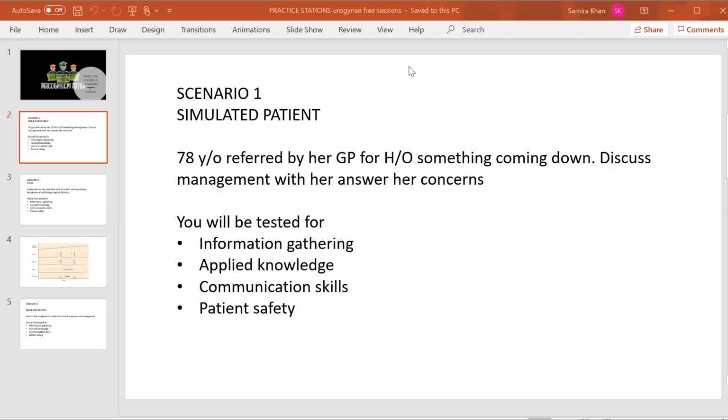Regarding the safety point, because you cannot pass a station if you leave out any safety point. You will be tested for patient safety, right? They are not stressing too much on other things, but you cannot pass the station if you are not concentrating on patient safety. What might you think is the safety point? In general, safety, I told you, general and specific. General in this patient is regarding informed consent, allergy, or any red flag symptoms of prolapse.